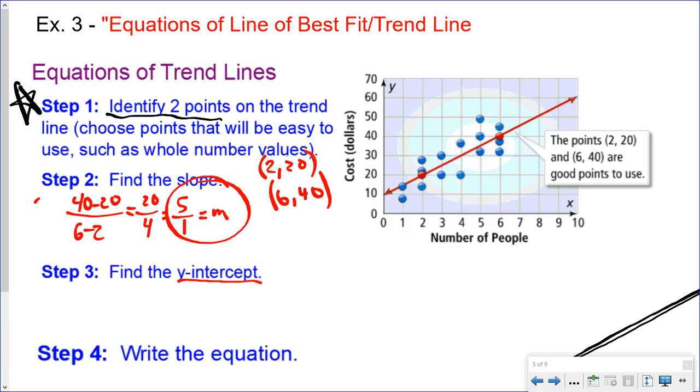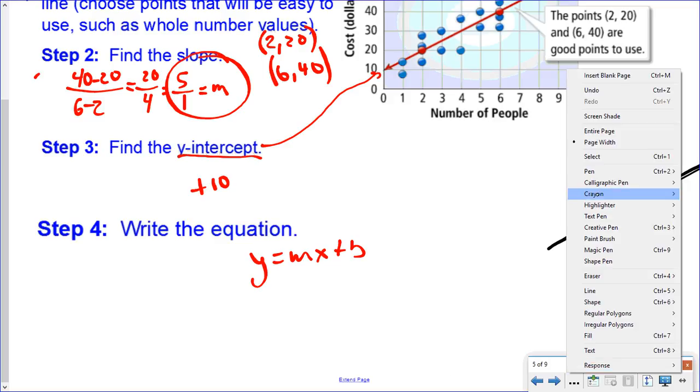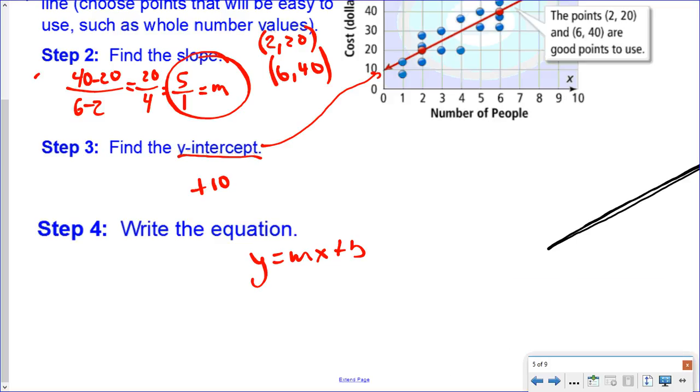Then you want to find the y-intercept. You might think that might be tough, but it's not. I look right over here. Where does the line that you drew look like it's going to cross? Well, it looks like it's going to cross at a positive 10. After that, you write your equation. Instead of y equals mx plus b, I can plug in my slope and my y-intercept, and what I get is y equals 5x plus 10.